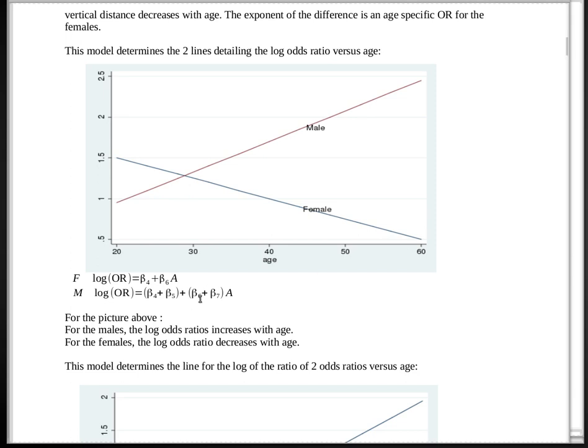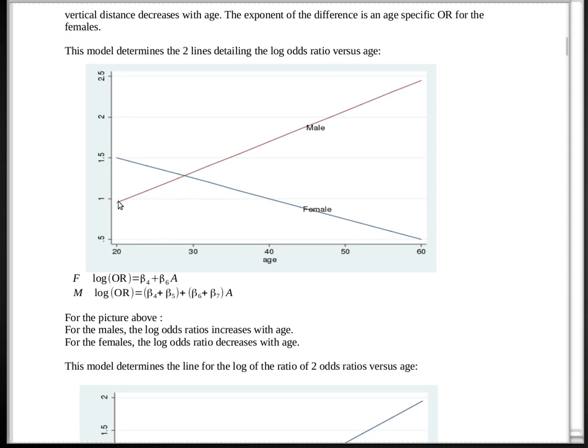Notice we get two equations, and both of them are lines again, aren't they? We see that the log of the odds ratio is a line for the women, and the log of the odds ratio is a line for the men. Now we can look at those two lines and notice that visually the lines have different slopes. How can that be? Well, for the women, the line has a negative slope. It's declining. So that says that beta 6 here would be negative.